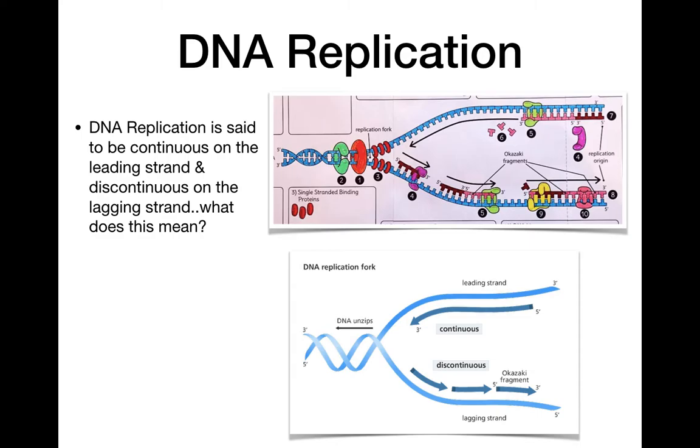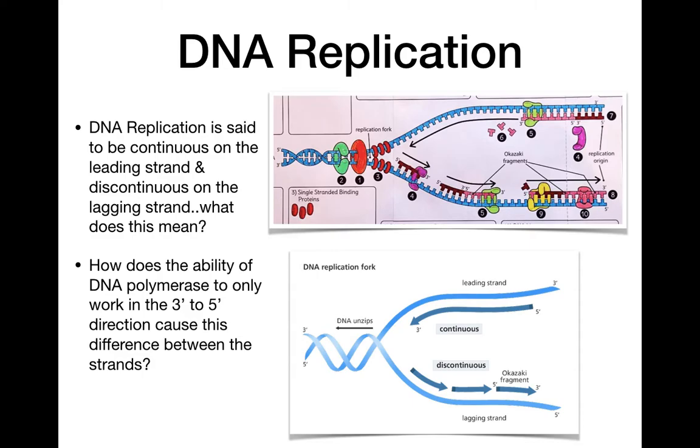Well, if it's continuous, it means it's one continuous replication, which goes in one big piece, and discontinuous happens in separate little fragments that then have to be attached to make a complete copy of the DNA. So this is caused by the ability of DNA polymerase, which can only work in the 3' to 5' direction. This causes the difference between those two strands. How does that work? What's the connection here between DNA polymerase directionality and the strand's directionality?